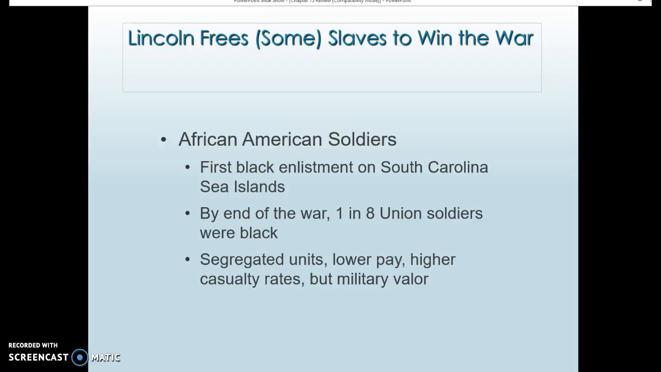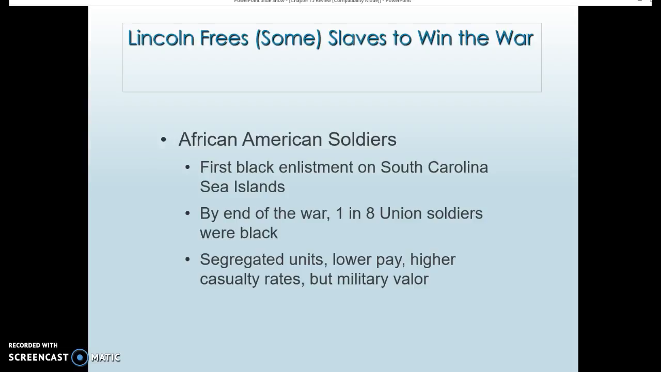We have the 1st Black Regiment. It's Massachusetts 54th. There's actually a movie about that. It's got Matthew Broderick. If any of you are familiar with Ferris Bueller's Day Off, the main character is actually General Shaw in that. But it's a really good movie. It talks about the Massachusetts 54th, and that was the 1st Black Regiment that was organized in Massachusetts. By the end of the war, 1 in 8 Union soldiers are black.